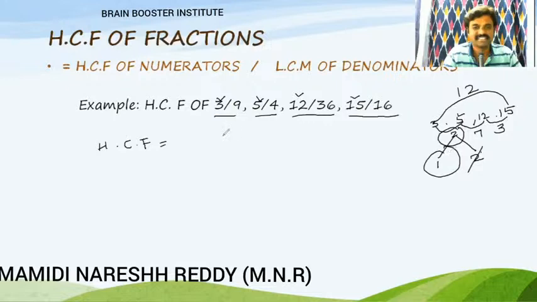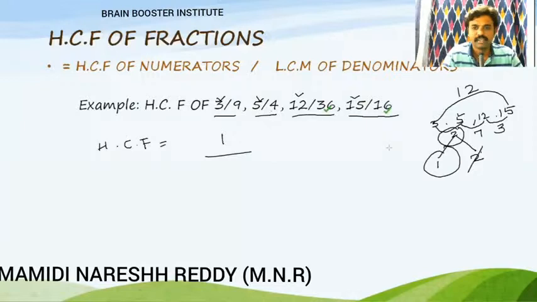Now let's find the LCM of the denominators as per the formula. The denominators are 9, 4, 36, and 16.